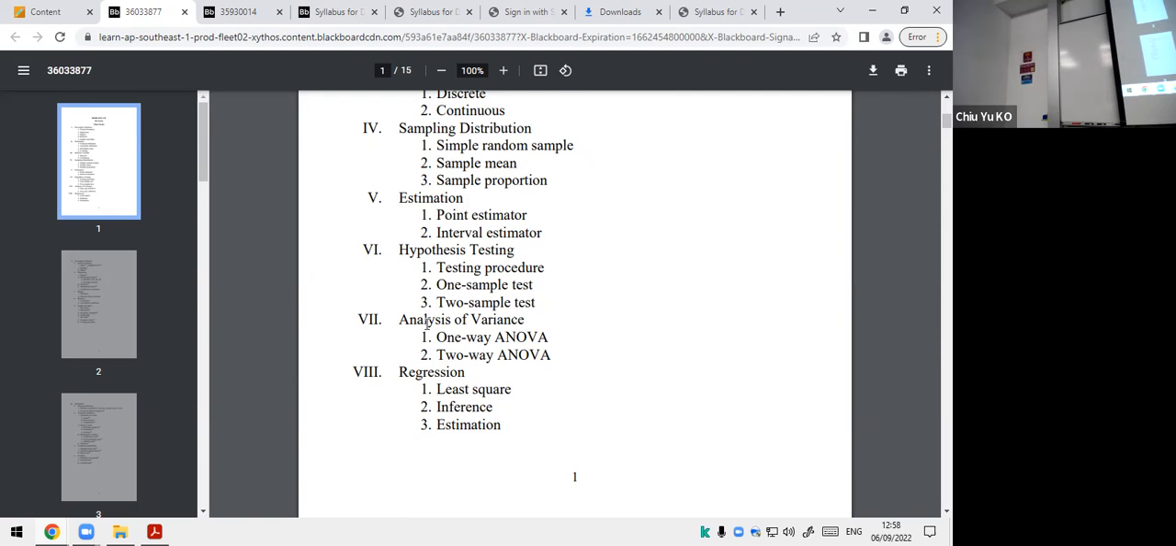So regression will be the most often used tool in economics, basically trying to discover causal relationships.